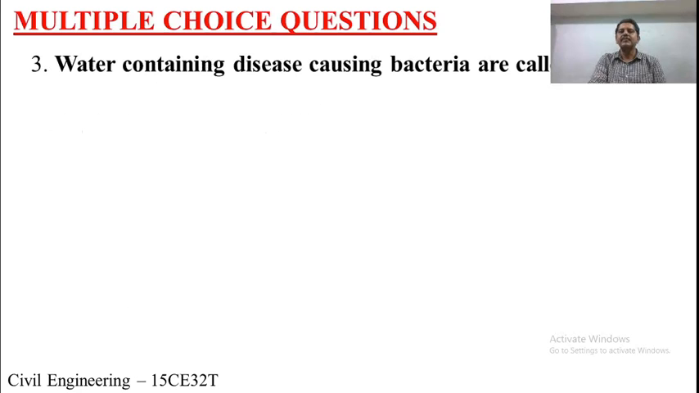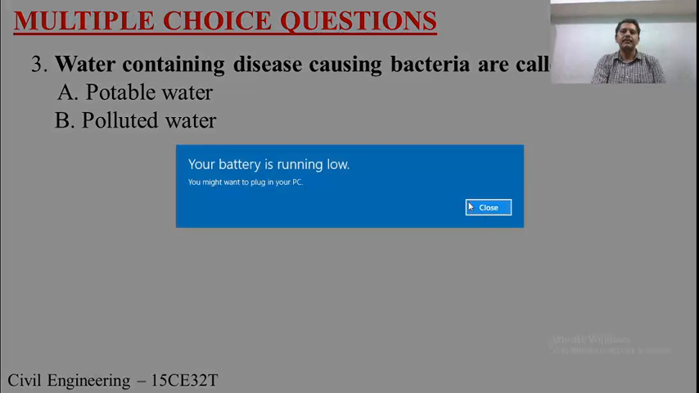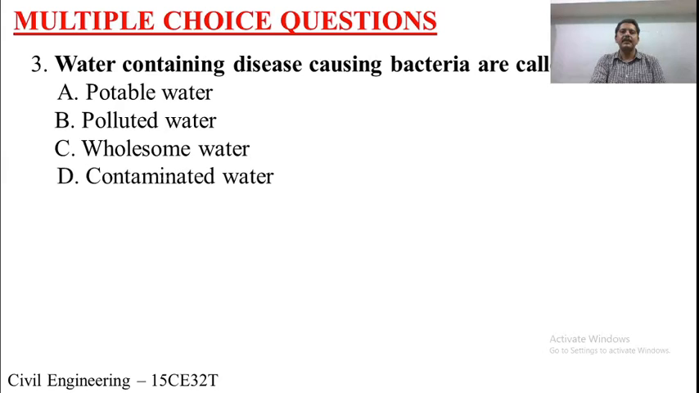Water containing disease causing bacteria are called what? A. Potable water, B. Polluted water, C. Wholesome water, D. Contaminated water. So water containing disease causing bacteria are called contaminated water.